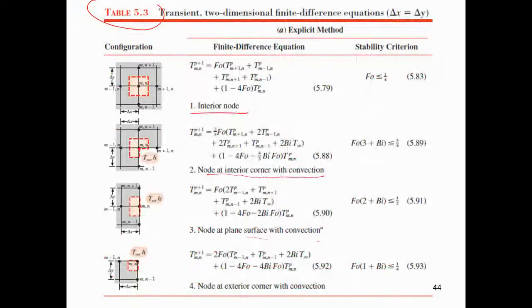So this is the equation that we got, and we got the same. You see, F0, if it is 1, 2, 3, 4, if it is 0, 1, 2, 3, 4, 1 minus 4 F0 T0 P. So same equation. Same equation I got.